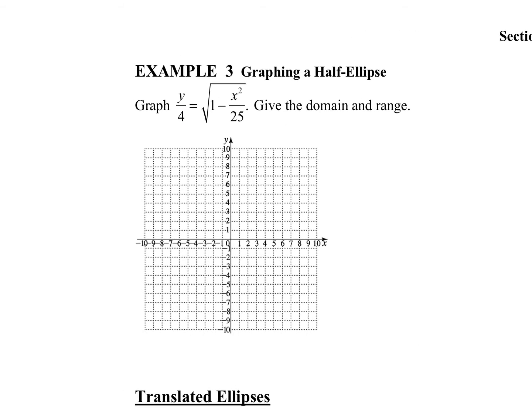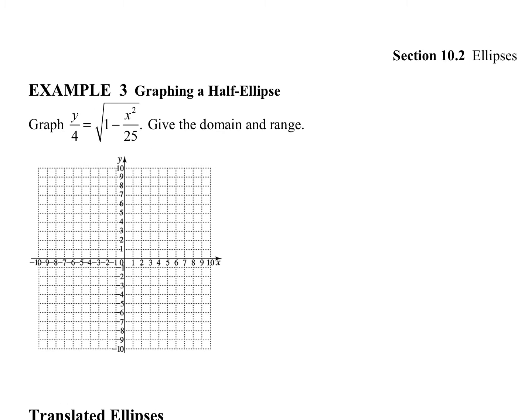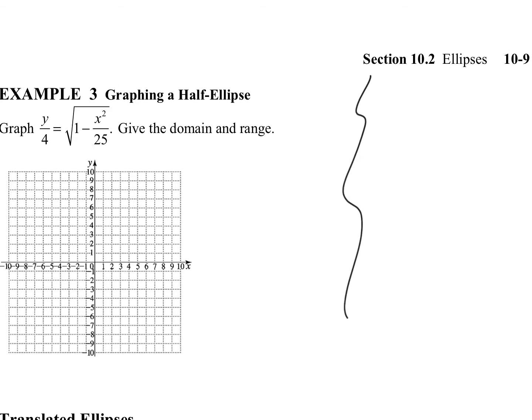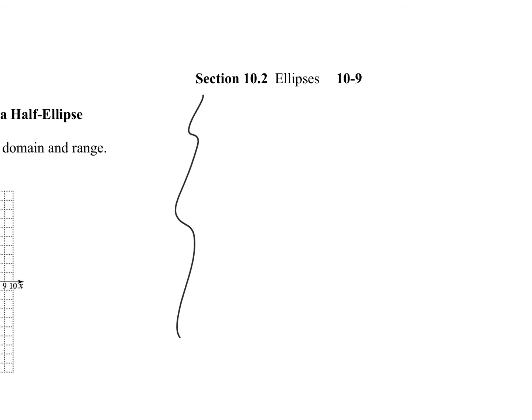Graphing a half ellipse. Well, the reason we graph half an ellipse is because with our calculator, we can do a half of an ellipse. I'm going to pick a different problem first, just to show you. If I gave you x squared over 4 plus y squared over 2 equals 1, and you want to graph that ellipse with our calculator, you've got to solve it for y.